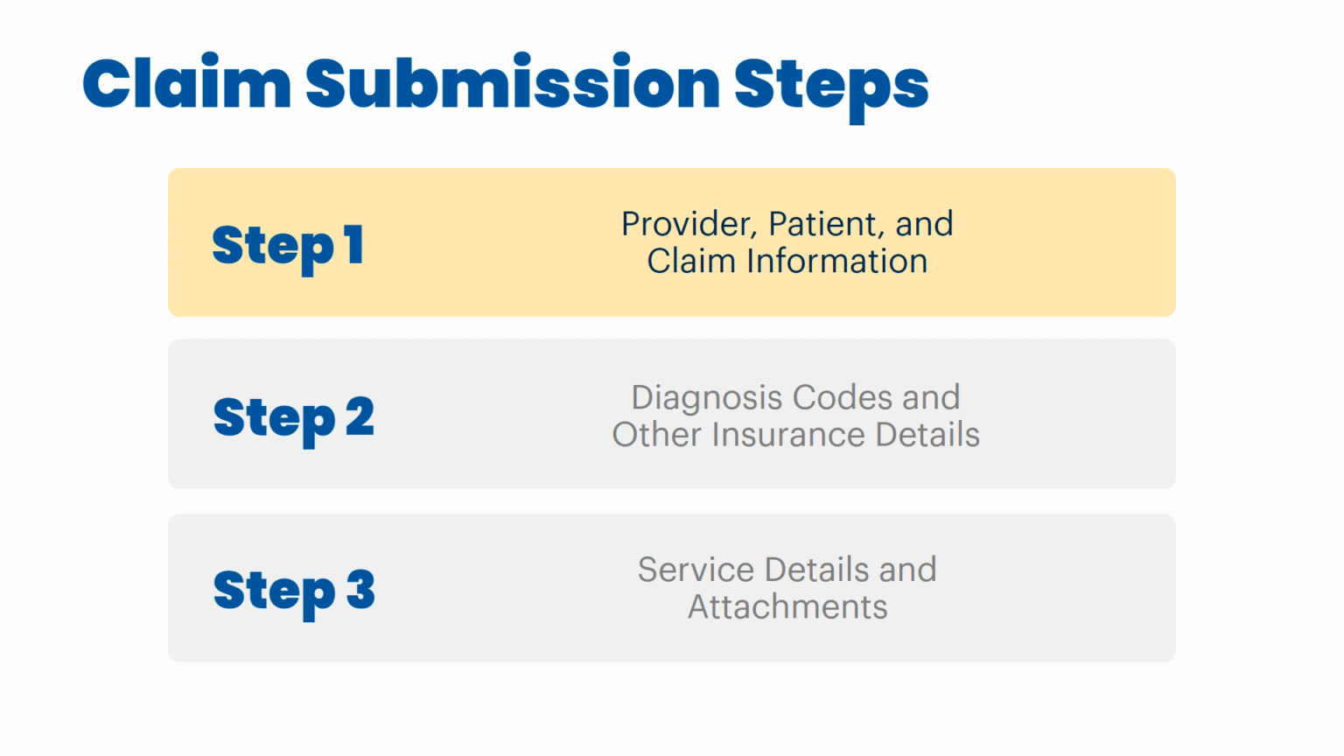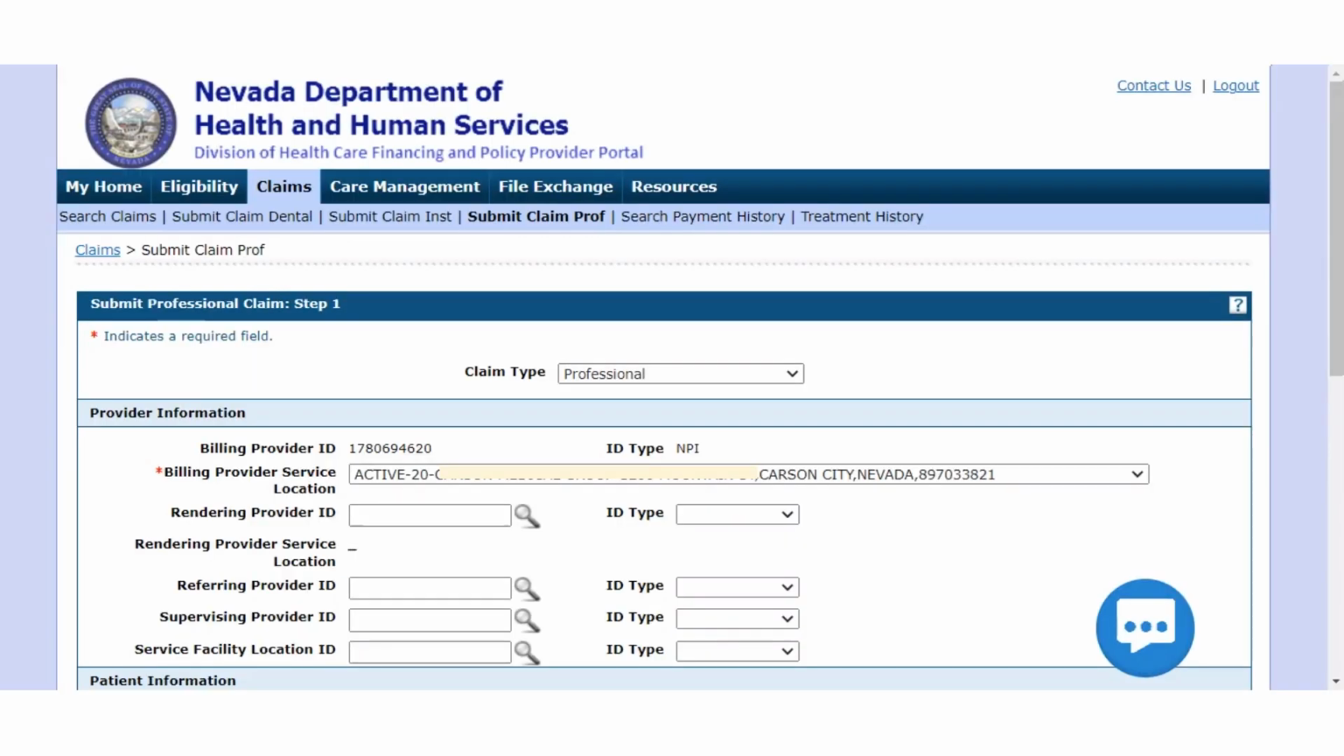Claim submission is a 3-step process. In Step 1, you will provide information on the provider, patient, and claim in the corresponding panels. All of the fields marked with a red asterisk are required fields. The claim type dropdown will default to professional. For a basic claim, leave it as such.